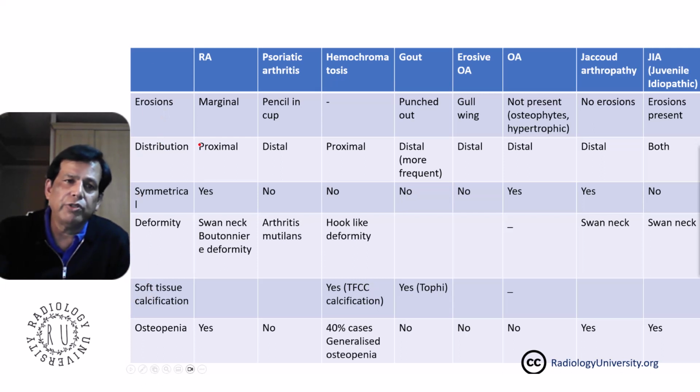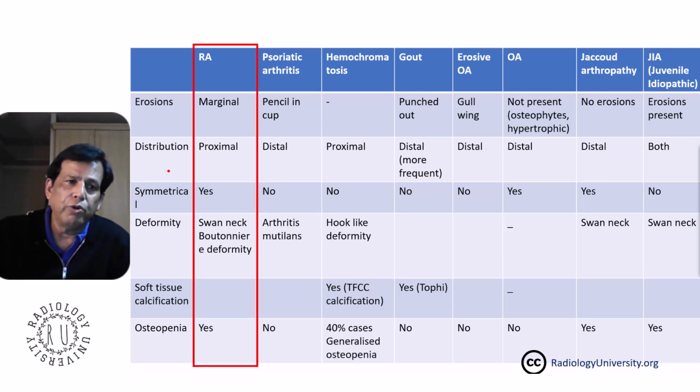So the case we saw had marginal erosions, it was both proximal and distal. The symmetry was there. The deformity was swan neck deformity. There was osteopenia. So it just fits into the criteria. These flow charts will help you to evaluate your condition. The main thing for you to remember is patterns: distribution, erosions, deformity, soft tissue, osteopenia.